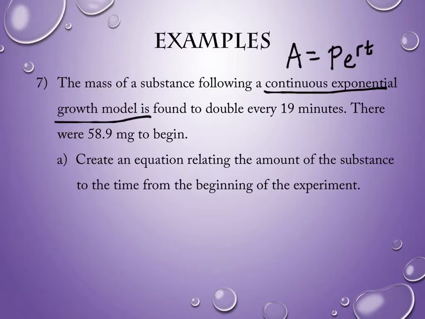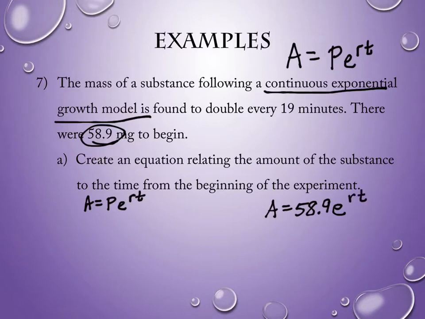So if you take a look, we've got this equation, A equals P e to the RT, and we want to know what each of these pieces are. Now we know eventually that the P is going to be the 58.9. This will be my final equation over here in a moment. But what you need to notice is that we don't know R, right? It doesn't tell us the rate.